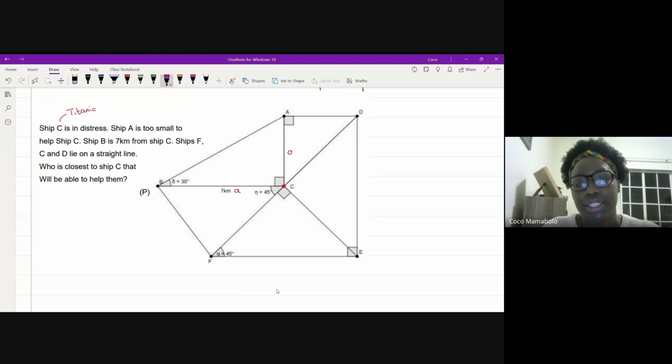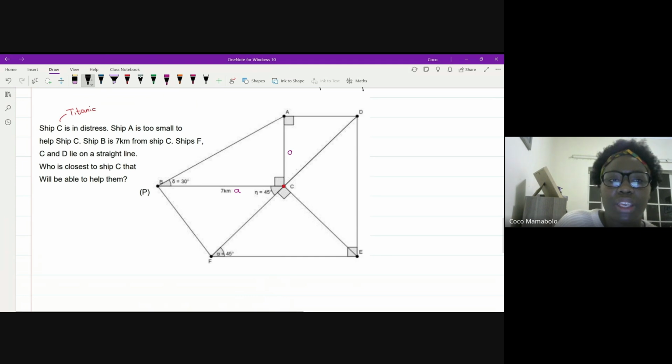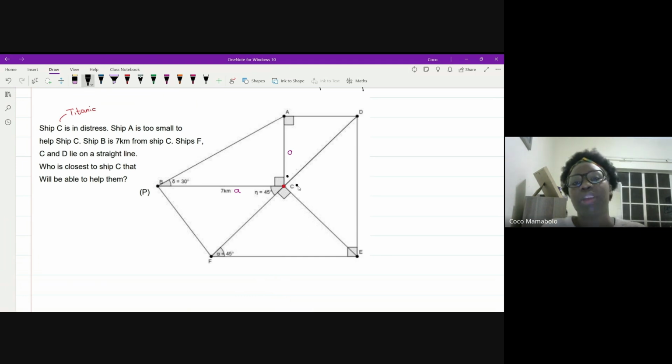Let's start with the obvious. What is this angle over here? And what is that angle over there? Let's find those two angles. Find me angle ACD and angle DCE, please. DCE is the easiest one. What is angle DCE?